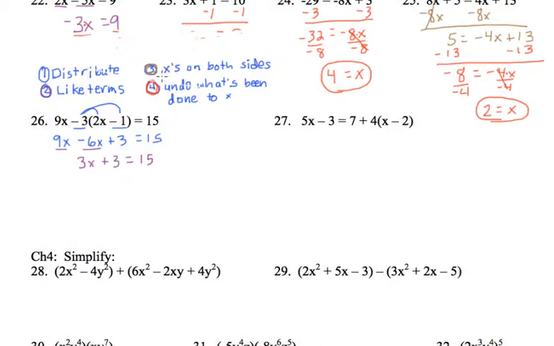Then I look for x's on both sides. I don't have that. So now I will undo what's been done to the x. So go to the side with the x on it, undo adding 3, which is to subtract 3 on both sides. So I'll get 3x equals 12. Then I'll undo timesing by 3 on both sides, so that'll be divide by 3 on both sides, so I'll get x equals 4.